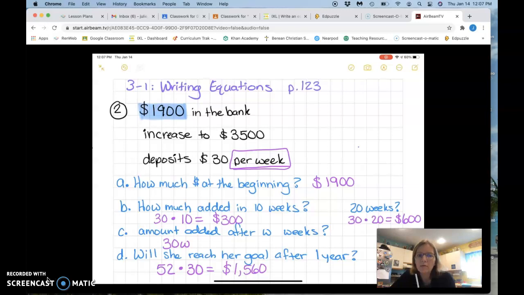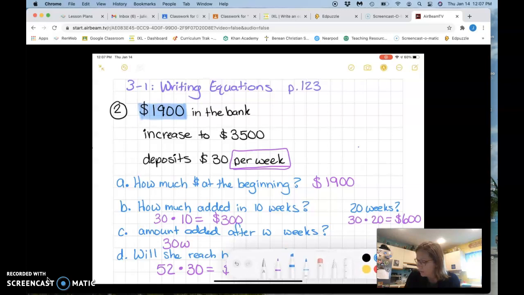So $1,560 is the answer of how much she will make after 52 weeks, but we're not done because now we need to know, will she reach her goal? So I have to add this amount that we just found to the amount that she started with, which is this one up here, the 1,900. So let's go ahead and add that.